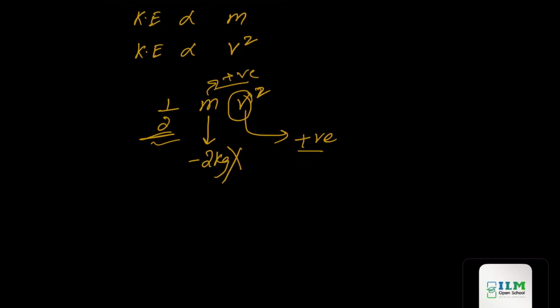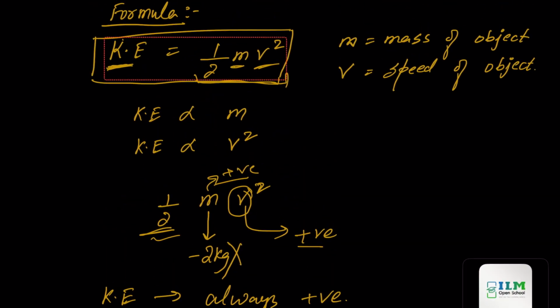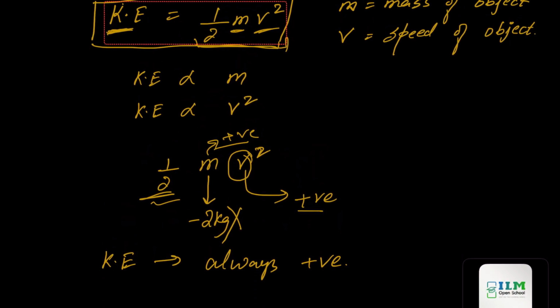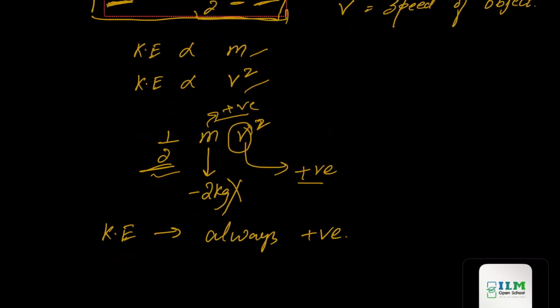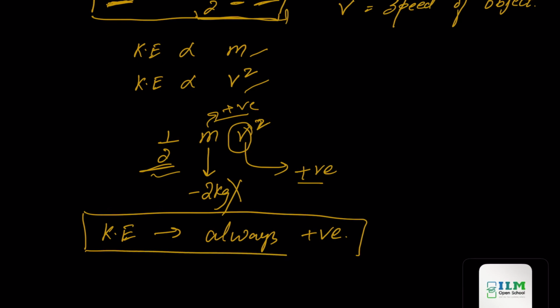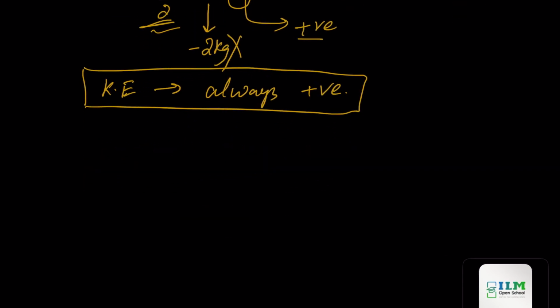All the things are positive. It means that kinetic energy will always be positive. It can't be negative in any condition. And it depends on mass and on the square of speed. So one thing is this kinetic energy will always be positive.